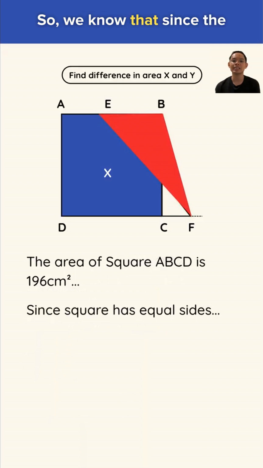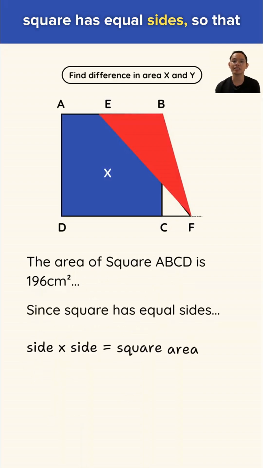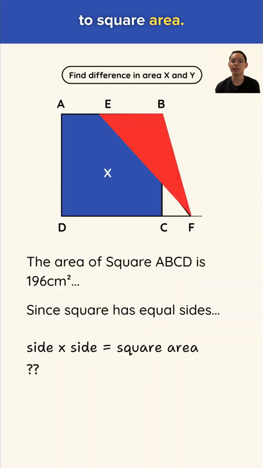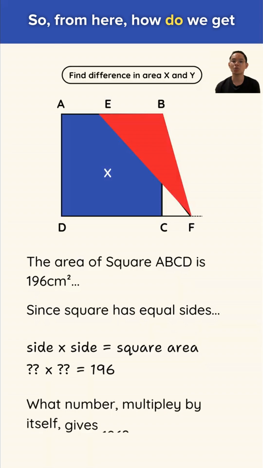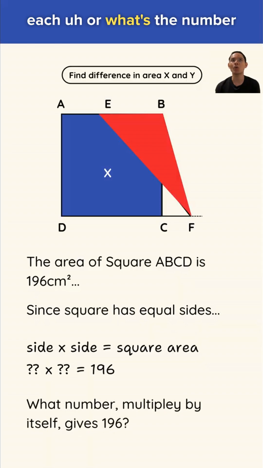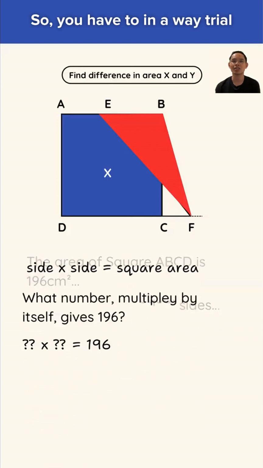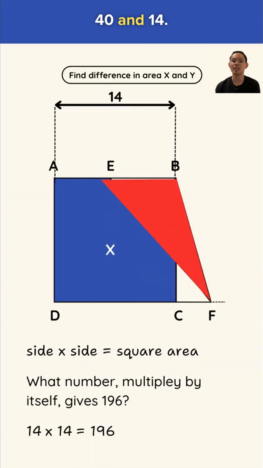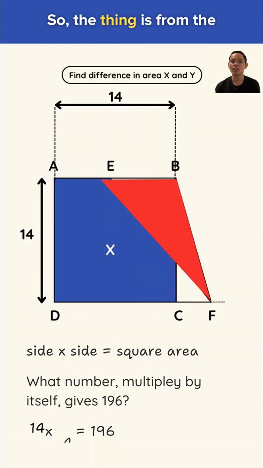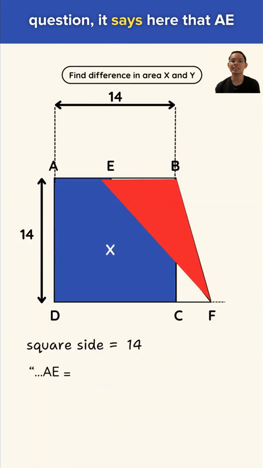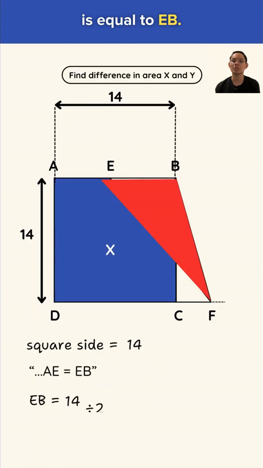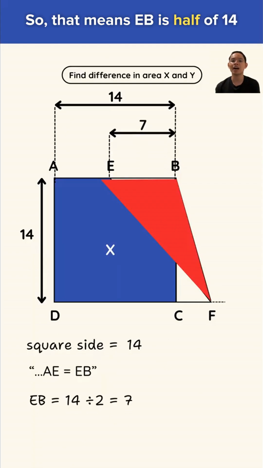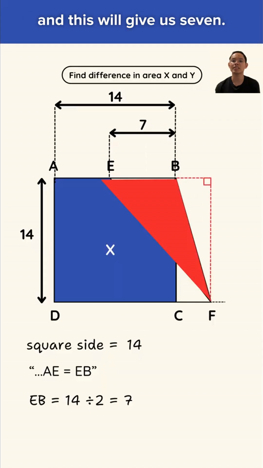Since the square has equal sides, side times side is equal to the square area. So what's the number that multiplied by itself gives 196? You have to trial and error this, and it is actually 14 and 14. From the question, AE is equal to EB. So EB is half of 14, and this will give us 7.